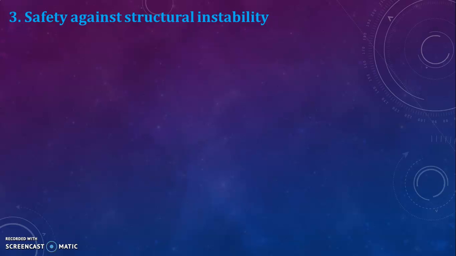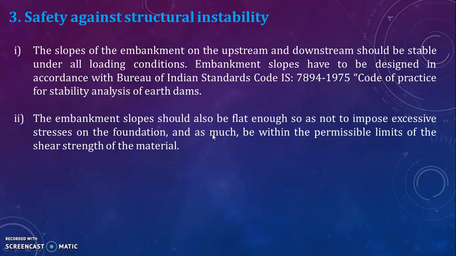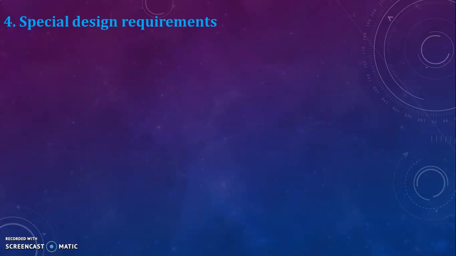Next point is safety against structural instability. The slopes of the embankment on the upstream and downstream should be stable under all loading conditions. Embankment slopes have to be designed in accordance with Bureau of Indian Standard Code IS 7894-1975, Code of Practice for Stability Analysis of Earth Dams. The embankment slopes should also be flat enough so as not to impose excessive stresses on the foundation, and as much as possible be within the permissible limits of the shear strength of the material.